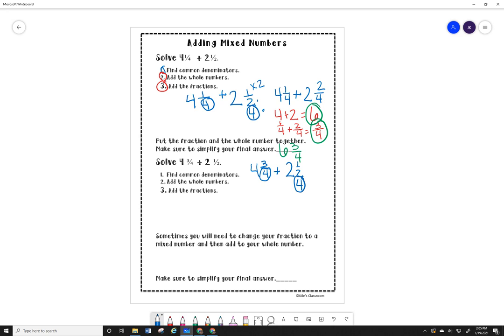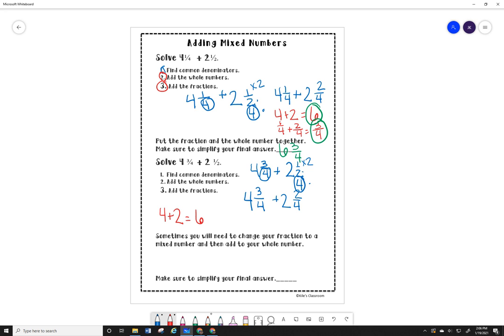And I'm going to rewrite my math problem. 4, I use the same denominator here. It didn't change. 4 3/4 plus 2. My denominator is 4. And I count up 1, 2. 1 times 2 is 2. 2 2/4. That was step 1. Step 2, add the whole numbers. So 4, I'm going to give myself a little more room. 4 plus 2 right here is 6.